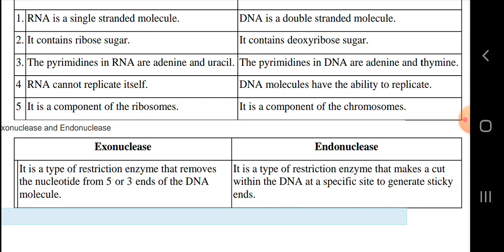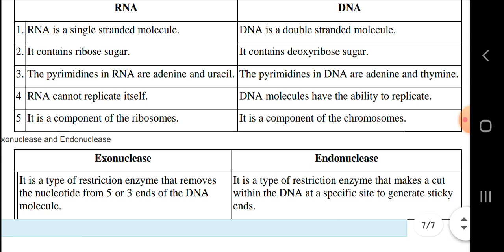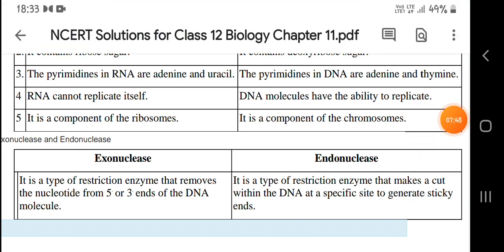Let us know about exonuclease and endonuclease. These are the types of restriction enzymes that we learned here. Exonuclease is a type of restriction enzyme that removes nucleotides from the 5 or 3 ends of DNA molecules, and endonuclease is a type of restriction enzyme that makes a cut within a DNA at a specific site to generate sticky ends.